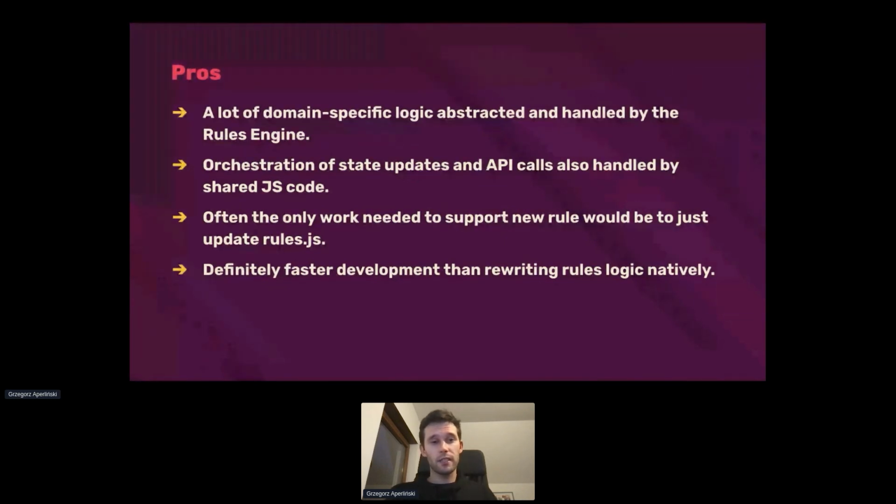All the orchestration of updating the state and invoking the correct API calls is handled by shared JavaScript code, so we don't have that duplication in the clients. And very often, if we wanted to update the rules, like when a new book comes in, we can just regenerate the rules.js file, ship it with the app, and that's all the work that we need to do, because another team handled all the logic for us. So that's great, and I suspect doing it natively would take a lot more time. So definitely that was great.